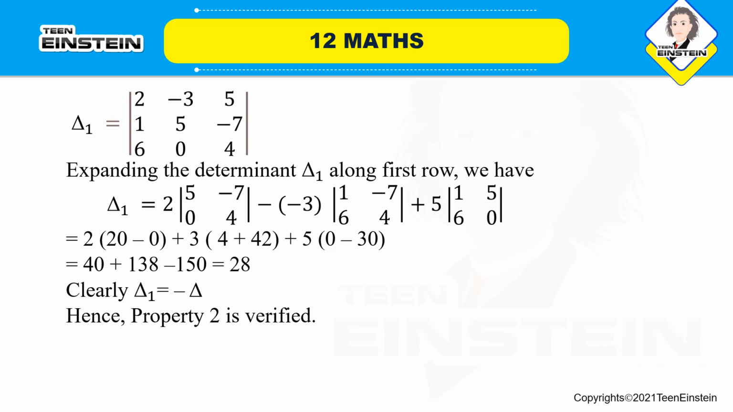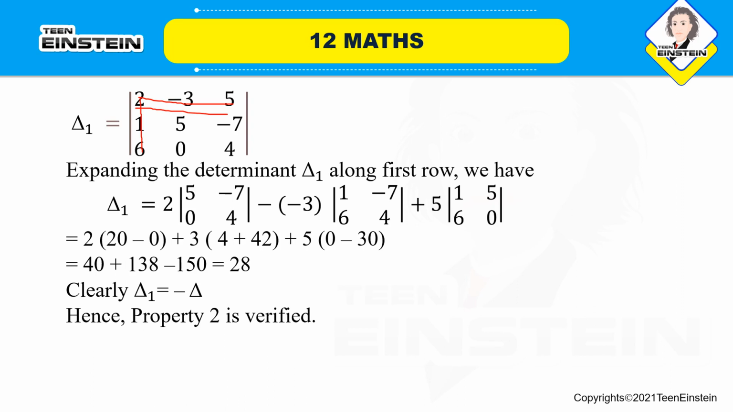We are getting the new determinant delta 1. Since we have not made any change in the first row, write the first row elements as they are: 2, minus 3, 5. The second row is 1, 5, minus 7 and the third row is 6, 0, 4. Expanding the determinant delta 1 along the first row, the first row elements are 2, minus 3, 5. So delta 1 equals 2 into, deleting the row and the column having the element 2, the 2 by 2 determinant 5, minus 7; 0, 4.